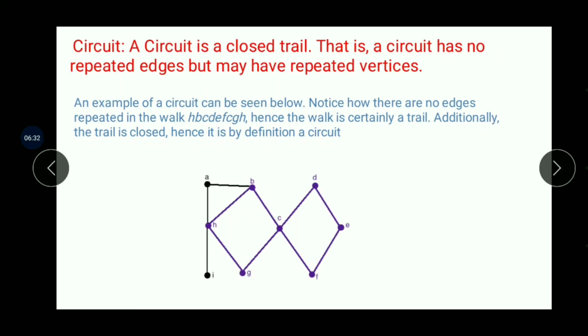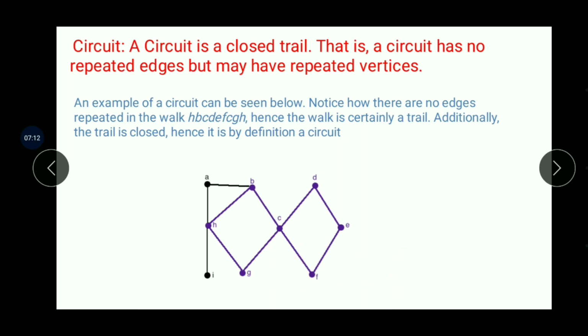Next is circuit. A circuit is a closed trail. A circuit has no repeated edge but may have repeated vertices. In a trail we don't have repeated edges, but vertices can repeat. So a circuit is related with the trail. So here you can see this walk H, B, C, D, E, F, C, G, H. So this vertex C is repeated but no edge is repeated. So this is a circuit.